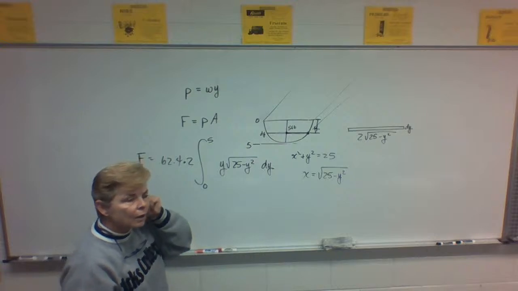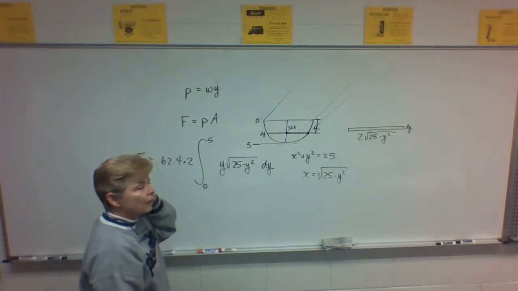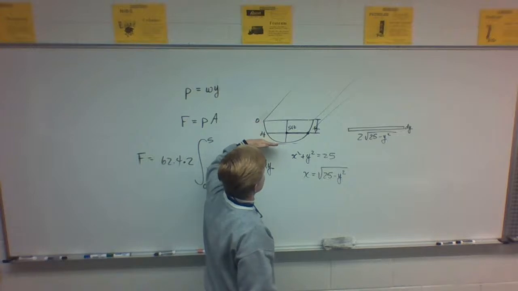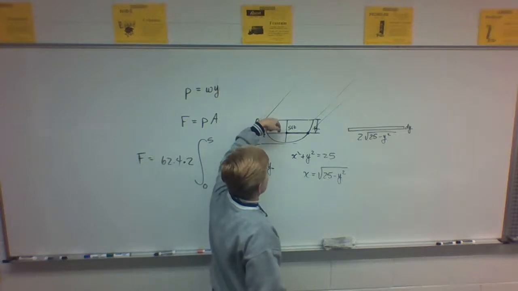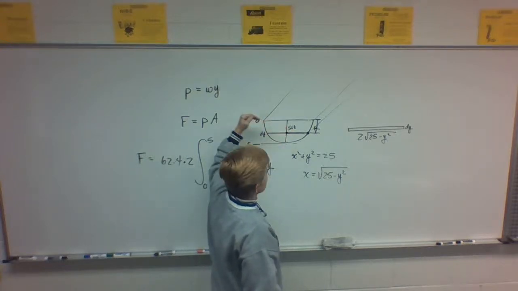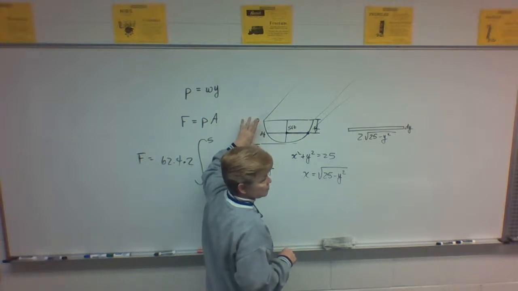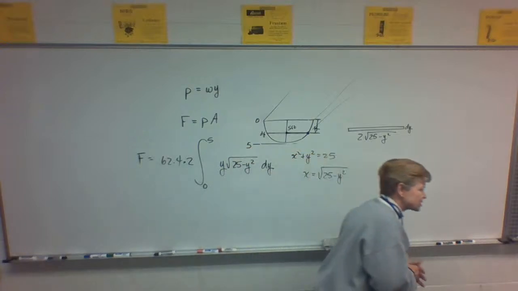Wait, why is it 0 to 5 if 5 is like below? Yeah, because we're inverting things. We could go from 0 to 5 this way and collect them as we go up, but that would make your depth have to be negative. On these problems, you want to go from where the pressure is 0 to where the pressure is greatest. Just trust me. It keeps everything positive.